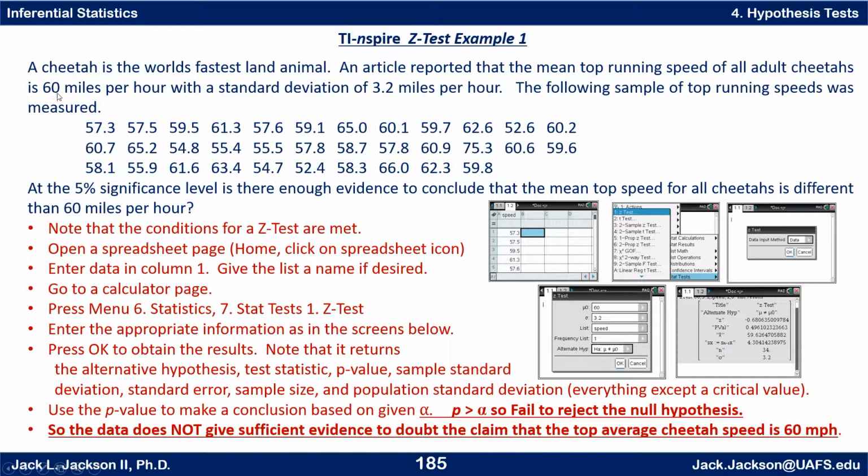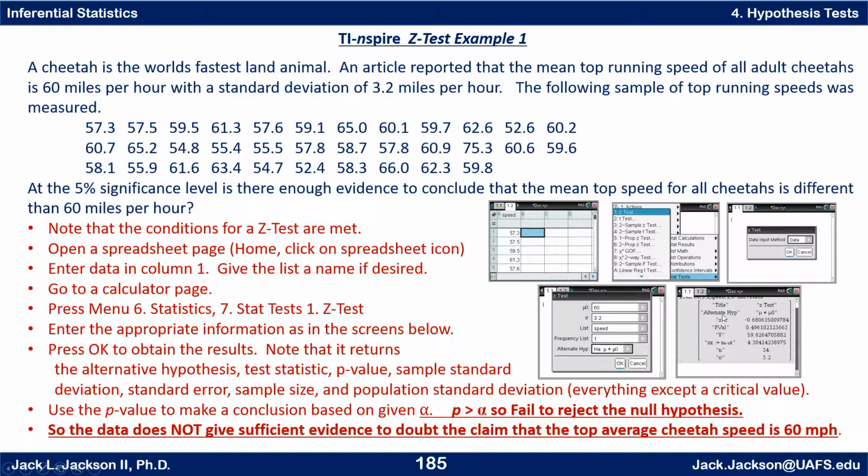Mu naught is the hypothesized mean, which is 60. The sigma is the standard deviation of individuals, which is 3.2. Our list, where is it stored? Well, I gave it the name speed, so I can choose that from the options here. Press the drop-down menu, choose it from what's there. Frequency list is 1 again, just like the TI-84. And for the alternative hypothesis, you use the drop-down here, and you get a choice for left-tailed, right-tailed, or two-tailed. We chose the two-tailed here. Then click OK, and the answer comes up in a matrix.